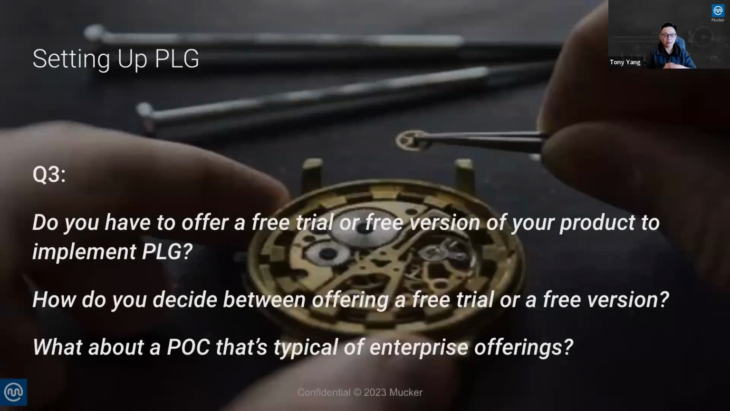Okay, so setting up PLG, we lumped in 3 questions here because it's all around setting it up. And there actually have been some questions coming in related to these questions. So I'm glad we're touching upon these right now. So let's take the first one and address that. Do you have to have a free trial or free version of your product in order to be called a PLG motion or implement PLG? What are your thoughts on that?